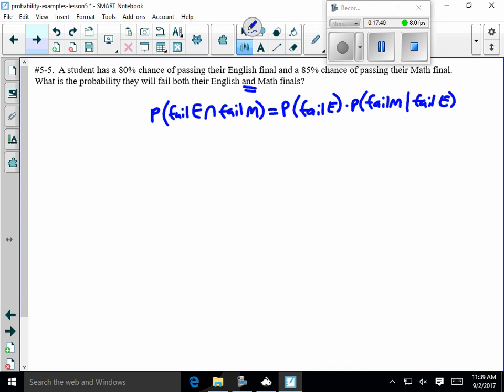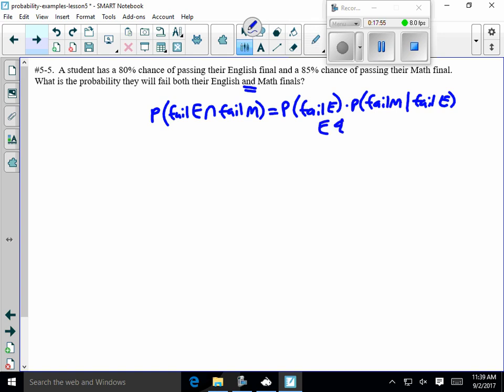But there could be a connection, right? Like what if you were ill? If you were ill and that meant that you failed the math test, you might also fail the English test for the same reason. If that was true, something weird going on like you were ill, then it wouldn't be independent. But let's make the assumption that these are independent.